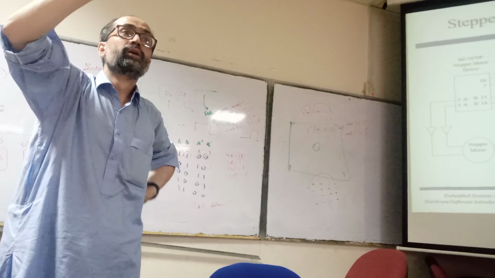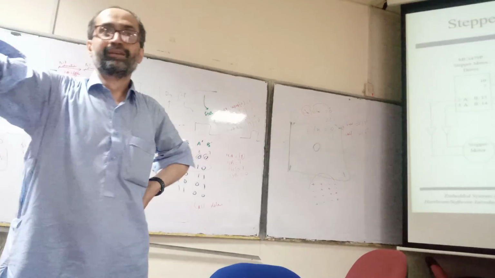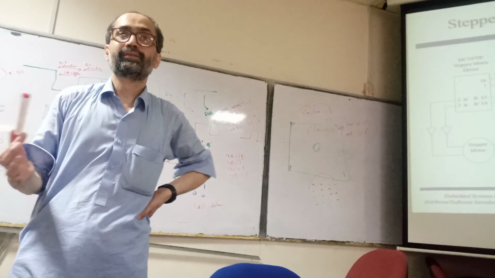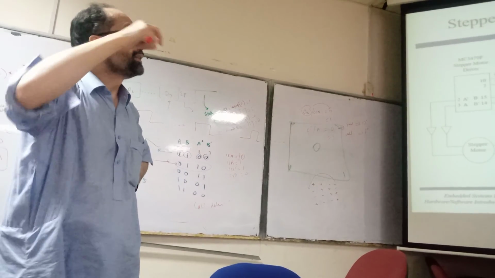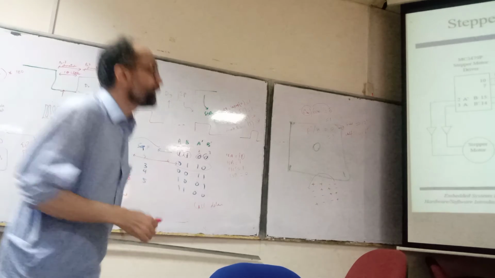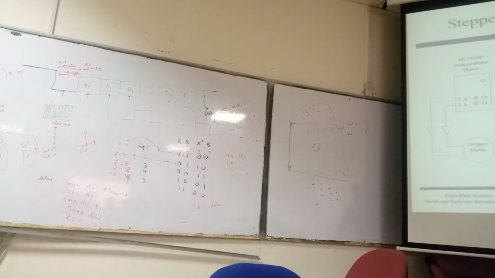Initially, what was the code? Clear E, set E, and then clear E. Yes, sir. So similarly, you need to give a clock, and it's a pulse clock. If you look at here, clock is 0. Then you give a delay, and then clock is equal to 1. So you have given a pulse. When a pulse is given, the stepper motor will move by one step.